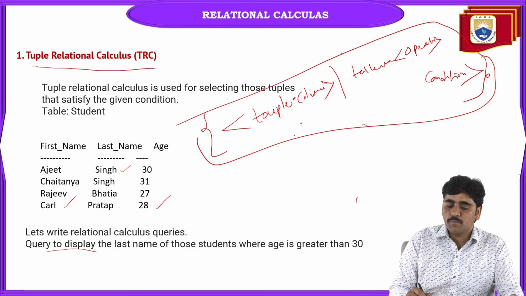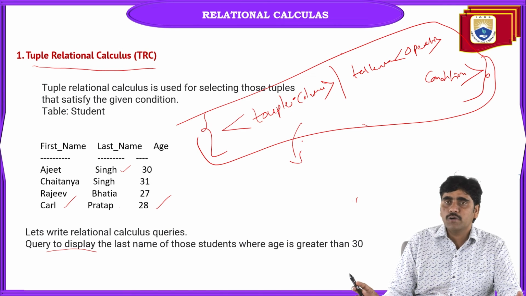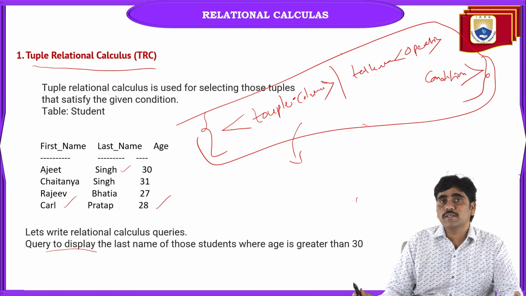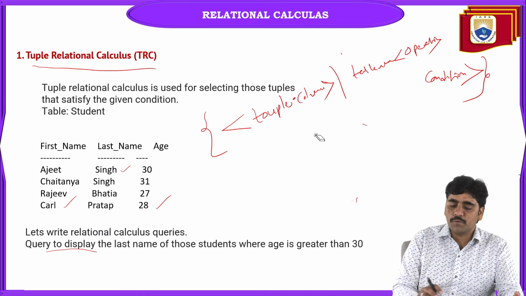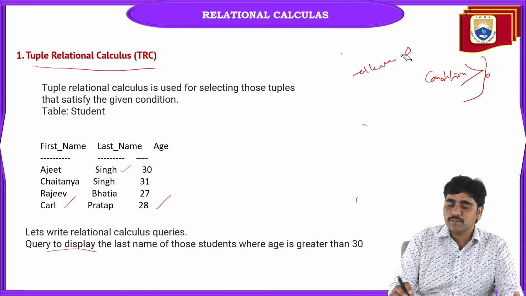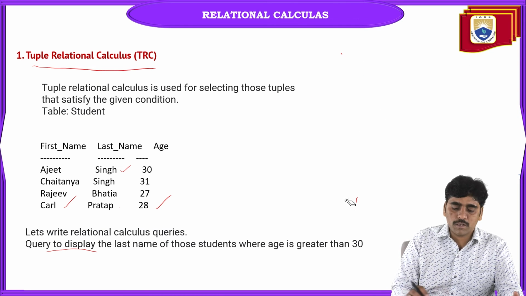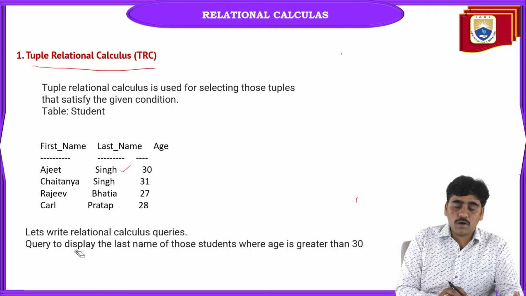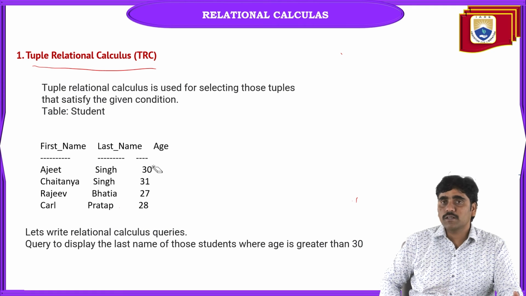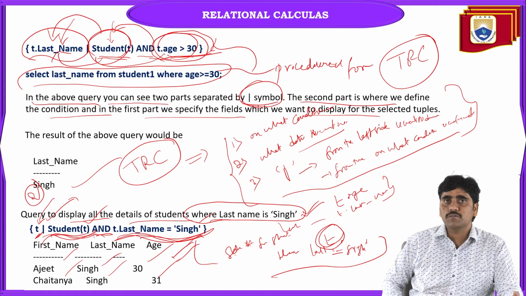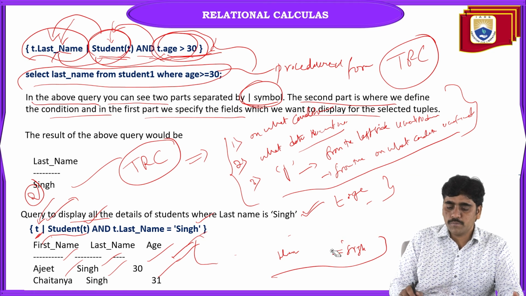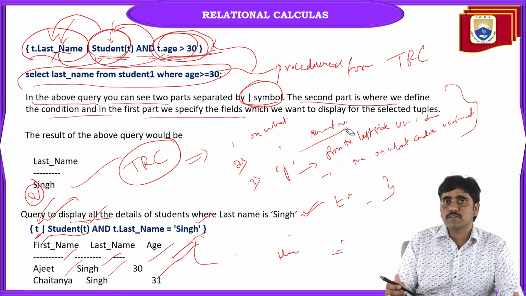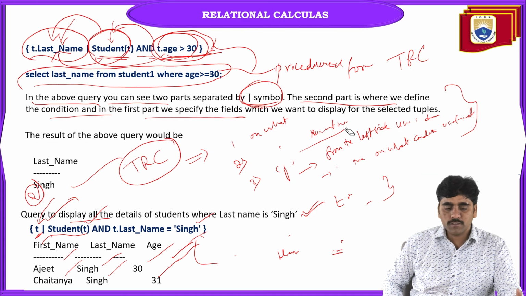This applies to both tuple relational as well as domain relational. But the only difference is that in tuple relational calculus you select only particular tuples, but in domain relational calculus you can mention all the tuples, or whichever tuples you want to display. So that is what you understand from tuple relational calculus.